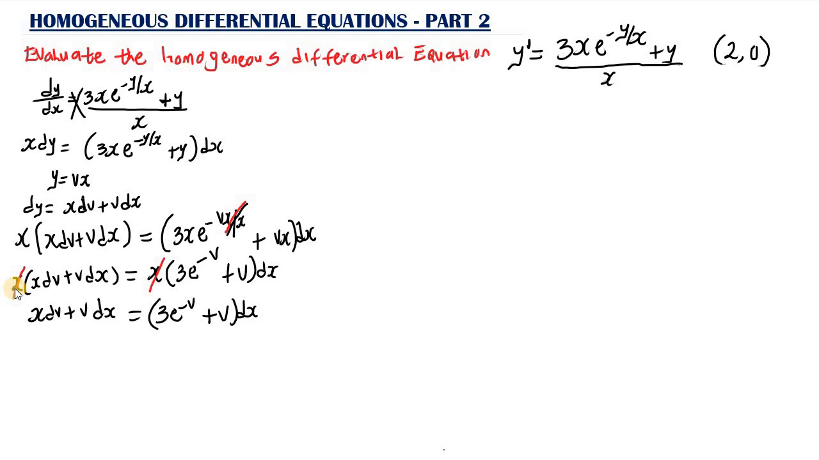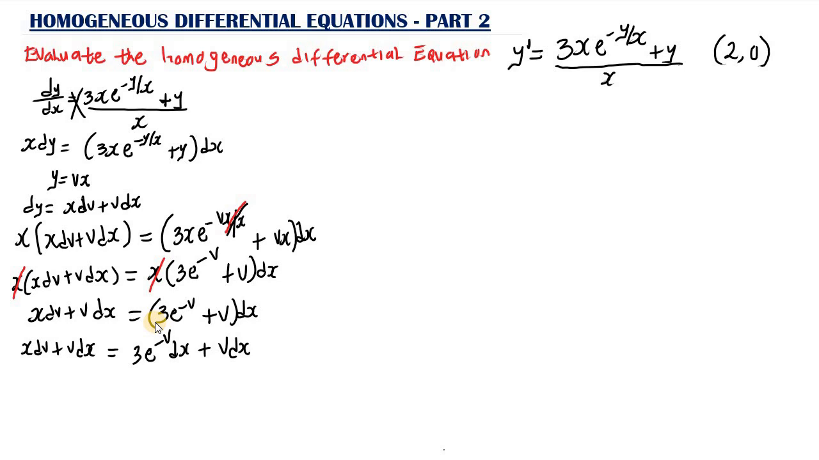Now, what we're going to do is the left side is going to remain the same. So let me quickly write this. So this is s dv plus v ds is equal to. Now, on the right side, we are going to multiply the s with everything inside these parentheses. So this is going to be 3 multiplied by e raised to the power of negative v, then multiply ds, then plus v ds.